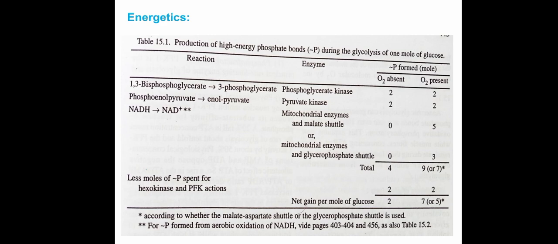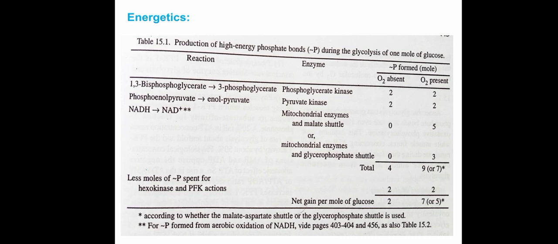Two types of shuttle systems are there in the mitochondria. One is the malate shuttle. If the NADH which is produced in step number 6 during the aerobic condition passes through the malate shuttle of the mitochondrial electron transport chain, it will give us 5 ATP, or if it passes through the glycerophosphate shuttle, it will give us 3 ATPs.